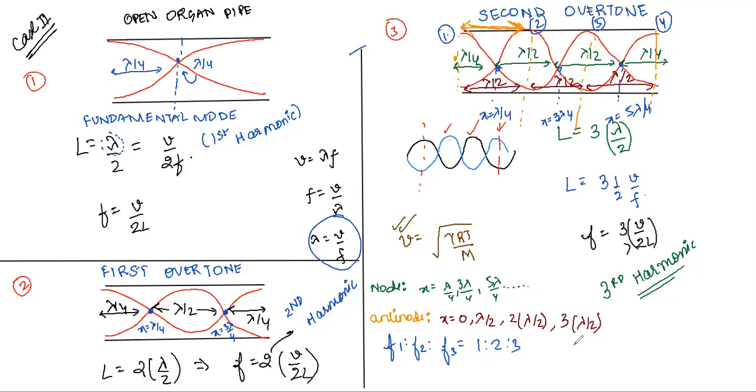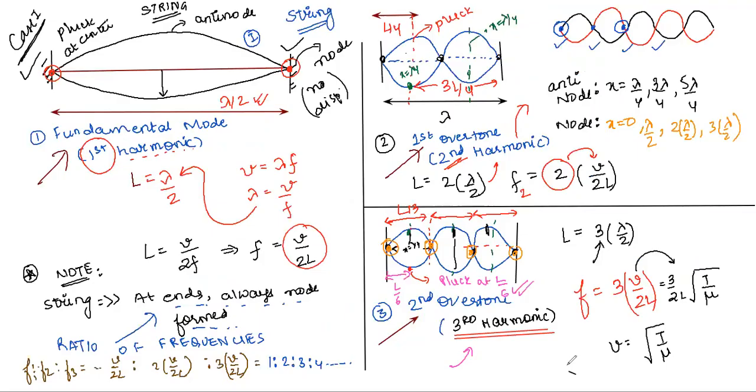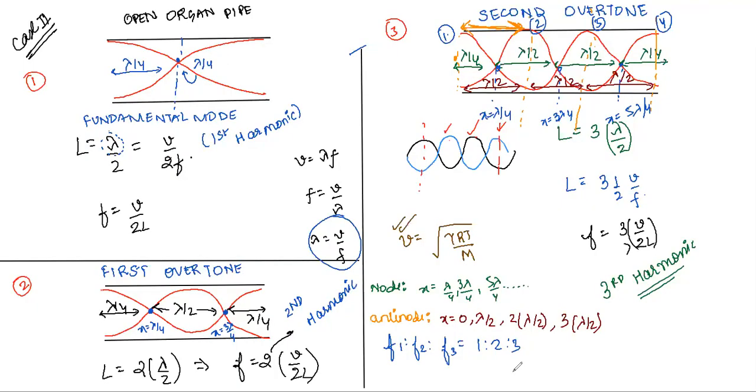Now are you clear, Anukriti? Yes, sir. So what have we understood, class? We have understood that in case of a string and in case of an open organ pipe, we know how to find out the locations of nodes and antinodes. Are we clear? Atul, are we clear with this? Yes, sir. Karuna, are we clear with this? Yes, sir. Anukriti, are we completely clear with this? Yes, sir. Okay, great.